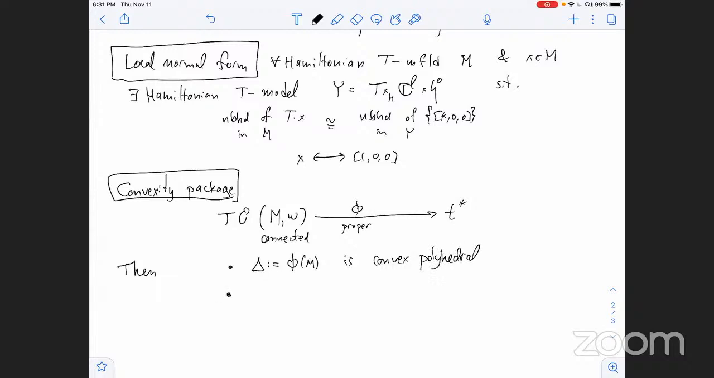Second, the momentum map is open as a map to its image. So open subsets of the manifold, even if they're very small, they don't even have to be invariant, go to relatively open subsets of the image, open in the subset topology. And third, not only are the level sets connected, in fact the preimages of all convex sets are connected.